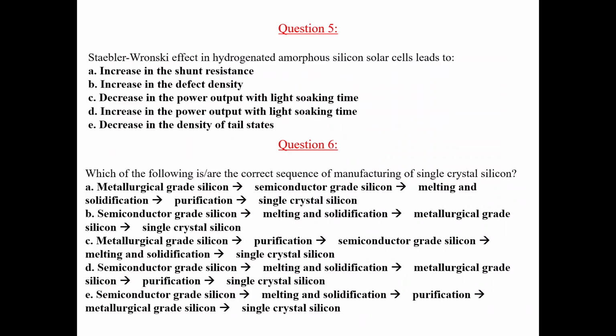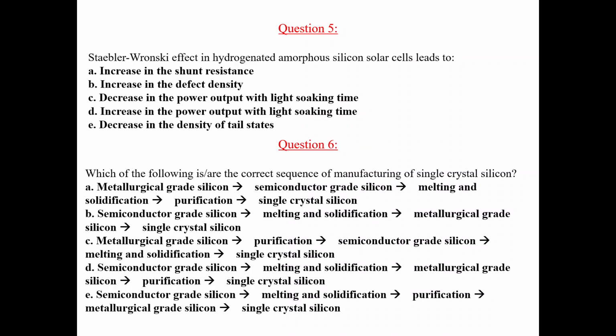The next question is, which of the following is the correct sequence of manufacturing of single crystal silicon? Firstly we find the semiconductor grade, and then the metallurgical grade, or we go directly to single crystal silicon. What is the correct order? Have a look and try.